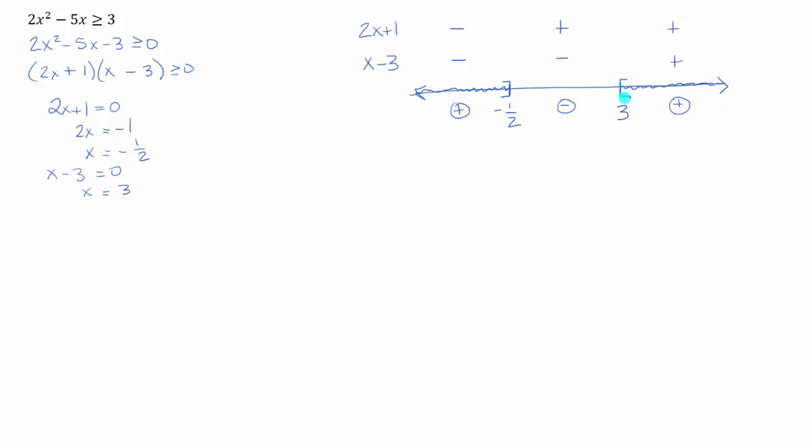So we will include the endpoints that cause this to be equal to 0. The other numbers in the intervals would be the numbers that cause the expression to be greater than 0. So our solution is going to be negative infinity to negative 1/2 union 3 to infinity. And that's our solution for that quadratic inequality. That's all.